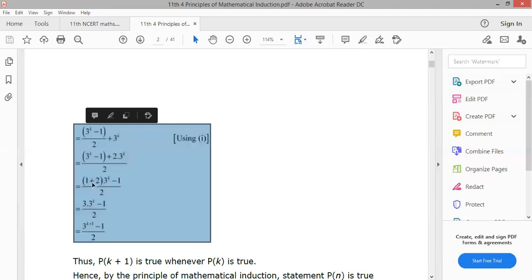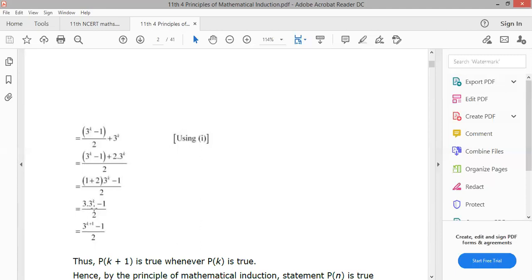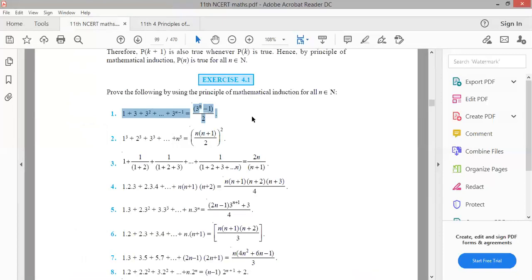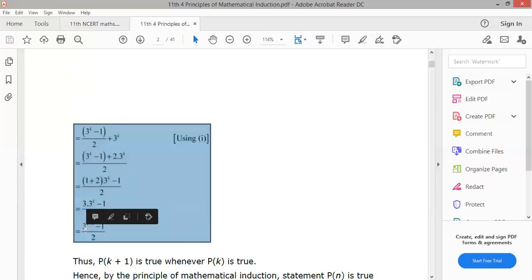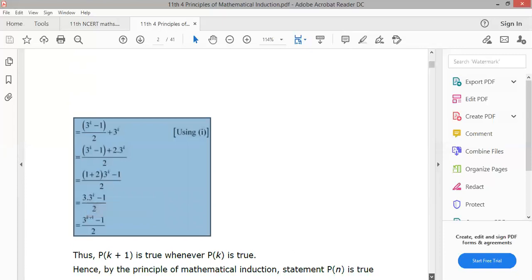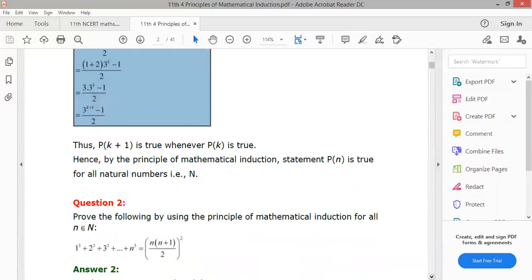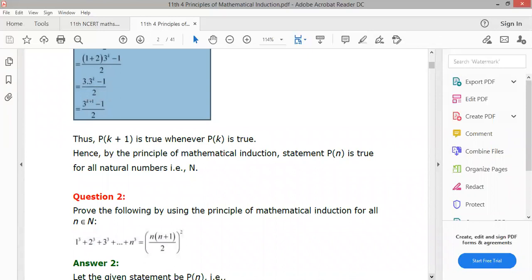You see, that is 3 times 3 raised power k, and this is minus 1. So it is 3 raised power k, and with the same base, the powers are added. It is (3 raised power k plus 1 minus 1) divided by 2. So you see, compared to the basic result, we have just changed n to k plus 1. So you can see that the result is true for n equal to k plus 1 also. So if the result is true for n equal to k plus 1 also, by the principle of mathematical induction, we say that the result is true for all natural numbers.